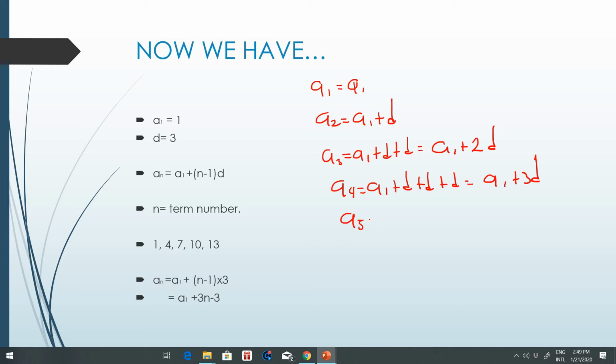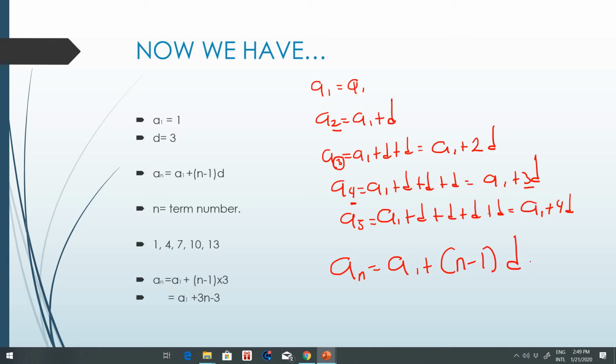So A5, just this last one, will be A1 plus D plus D plus D plus D. That's A1 plus 4D. If you notice the number here, A3 will be A1 plus 2D, A4 is A1 plus 3D, so the number is just one lower. A5 will be A1 plus 4D. So An will be A1 plus (n minus 1)D. So A11 will be A1, what's 11 minus 1? Plus 10D.